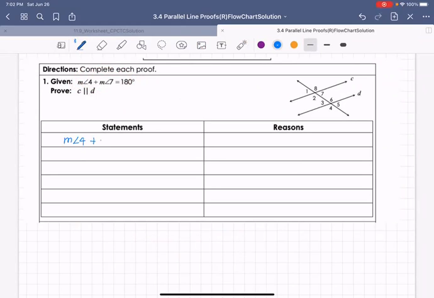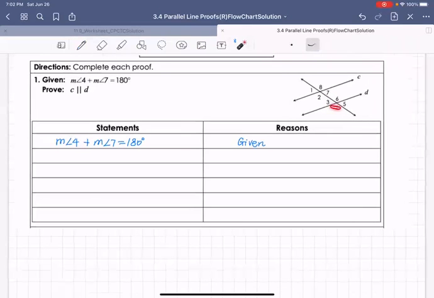Measurement of angle 4 plus measurement of angle 7 equals 180 degrees. What do you put here? Given. Very good. That is given. Next, from these two adding together to 180, what else do we know? Is angle 4 congruent to angle 6? Yes. So let's put angle 4 is congruent to angle 6. This is supported by what? Vertical angles. Okay, vertical angles.